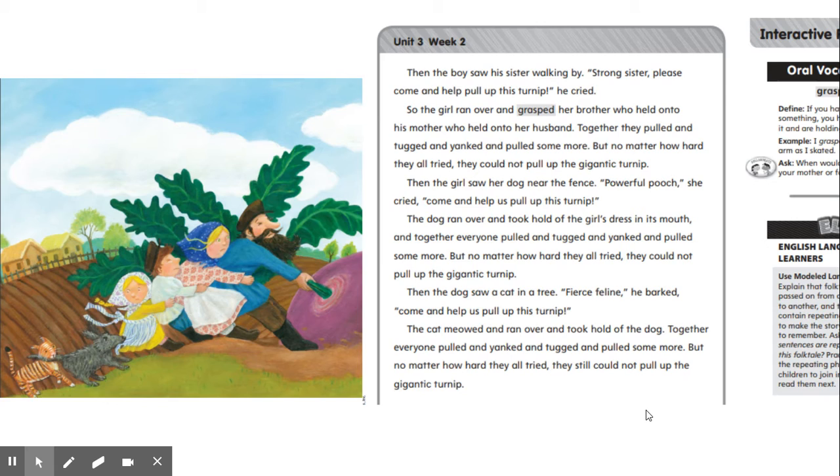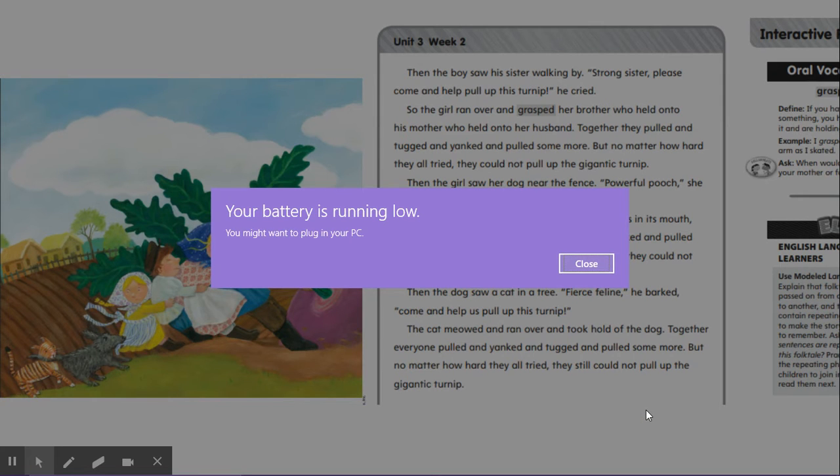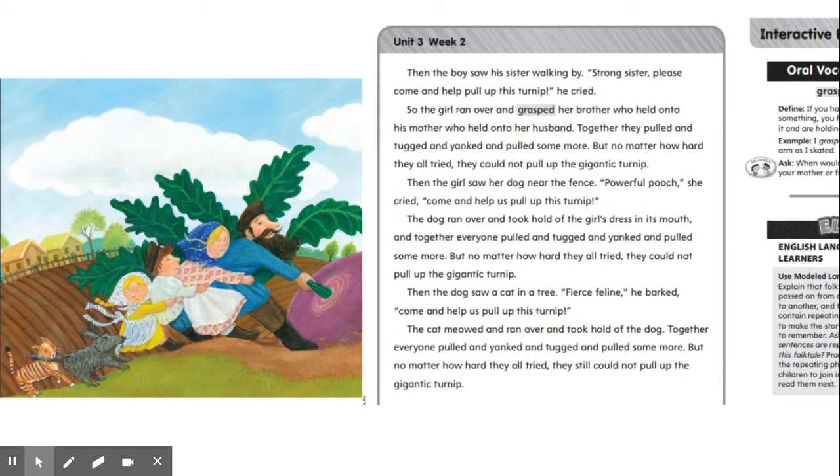Then the boy saw his sister walking by. "Strong sister, please come and help pull up this turnip," he cried. So the girl ran over and grasped her brother, who held onto his mother, who held onto her husband, and together they pulled and tugged and yanked and pulled some more. No matter how hard they all tried, they could not pull up the gigantic turnip. Then the girl saw her dog near the fence. "Powerful pooch," she cried, "come and help us pull up."